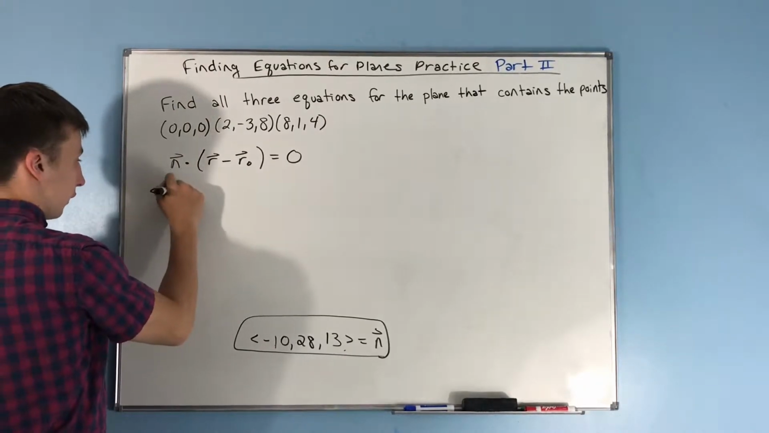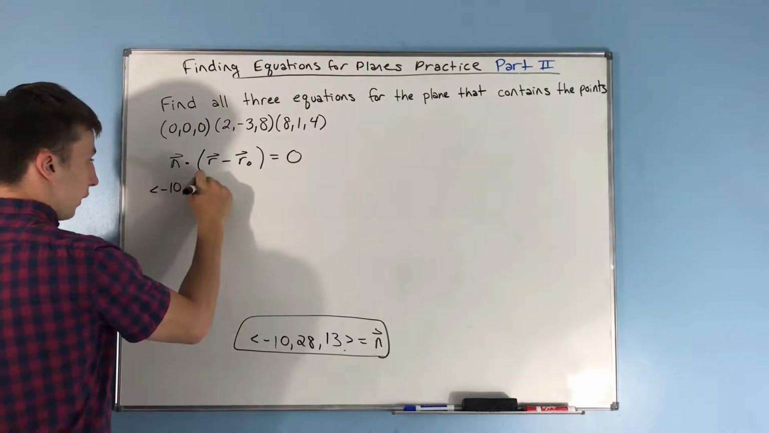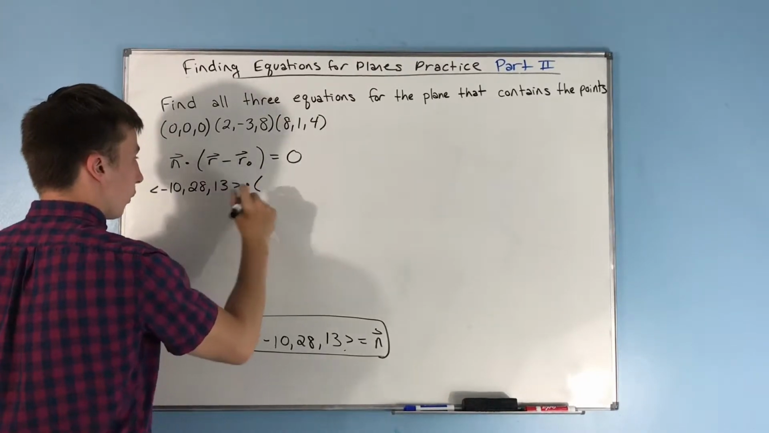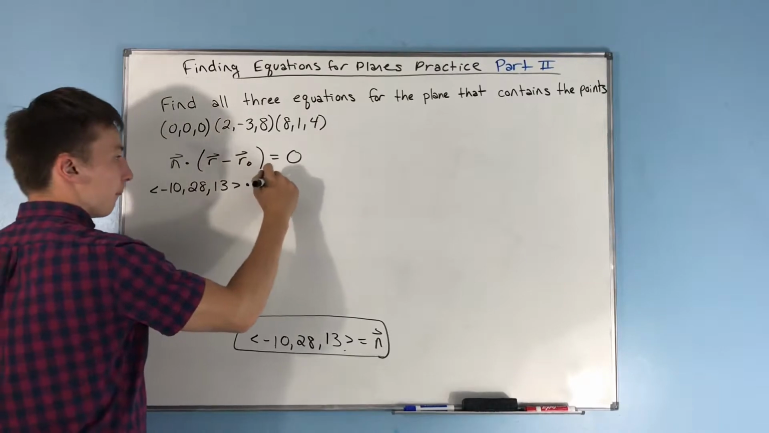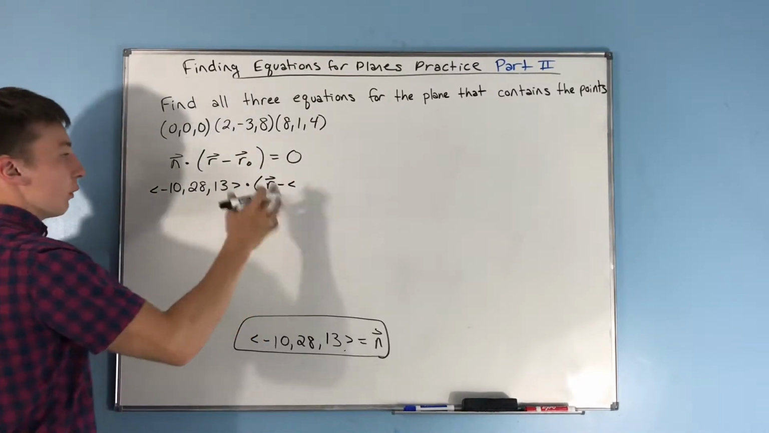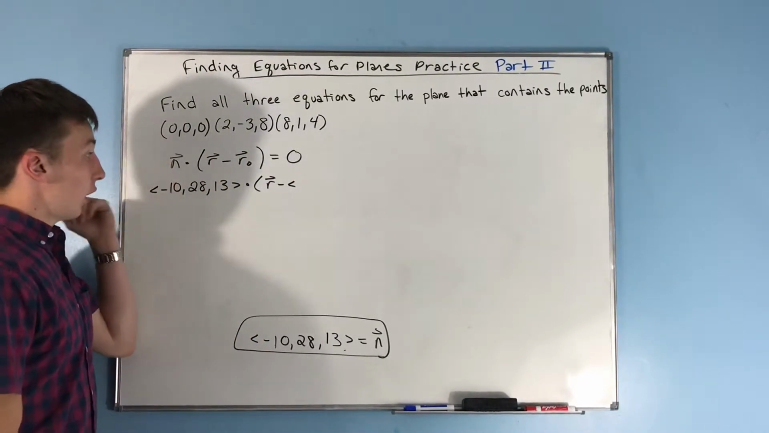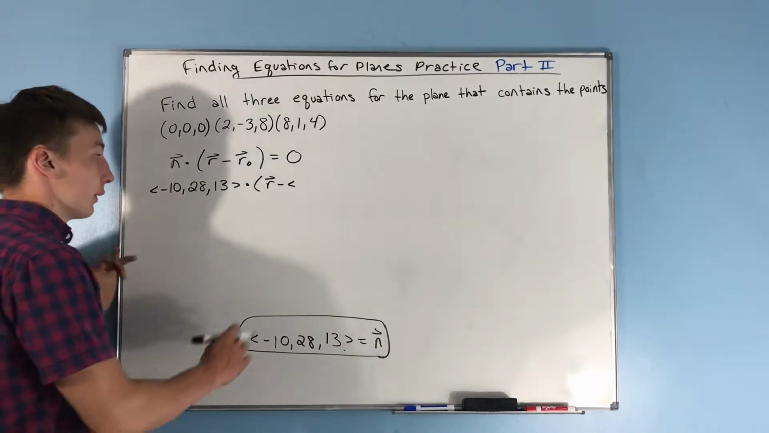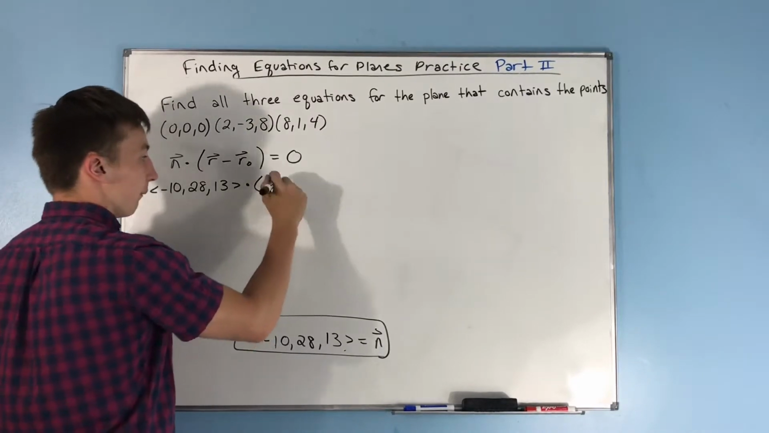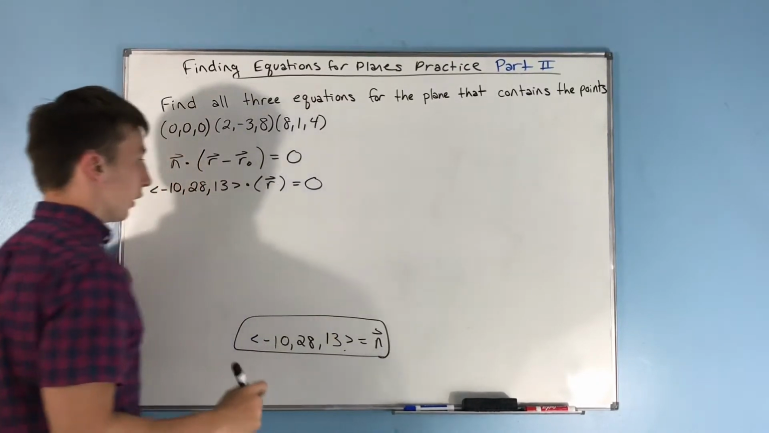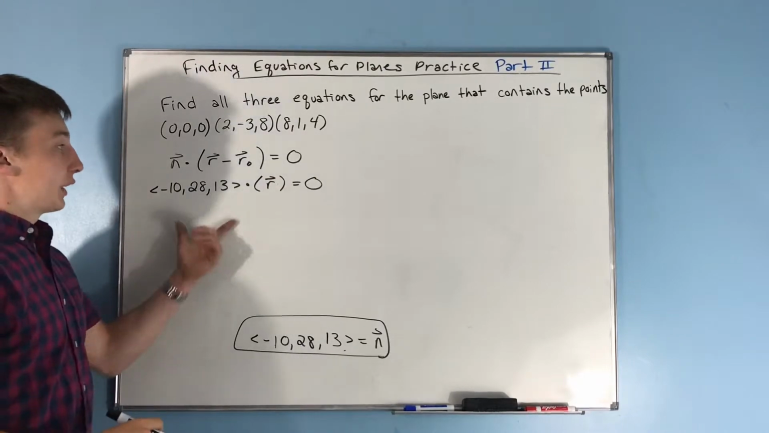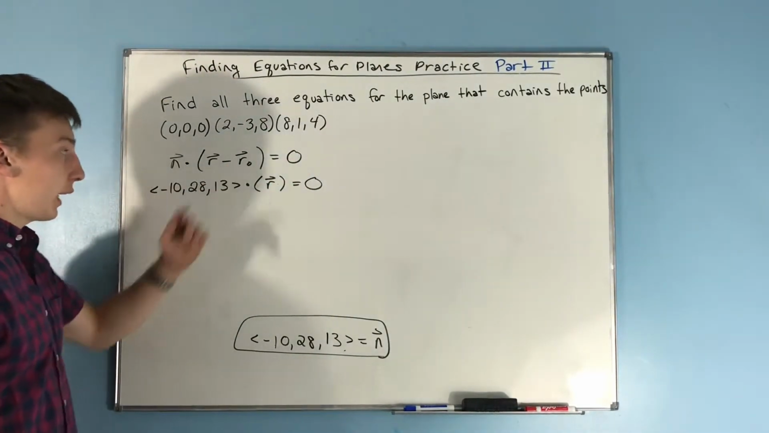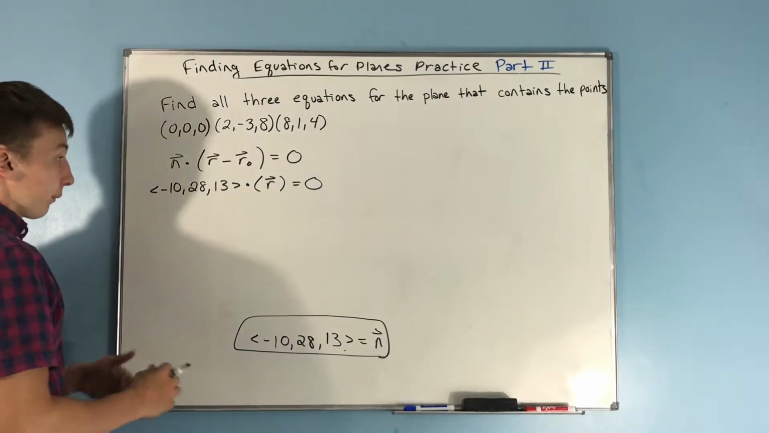You have a negative 10, comma 28, comma 13, and we're going to dot that with r minus the position vector for anything here. Let's do, actually, we can just do 0, 0, 0. So we just get dot r, and that's going to be equal to 0. That's just the position vector for one of these 3 points because they're all on the plane, so they'll all work. We can plug that in for r naught.